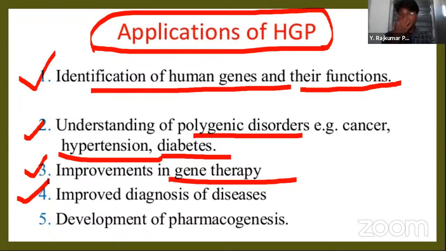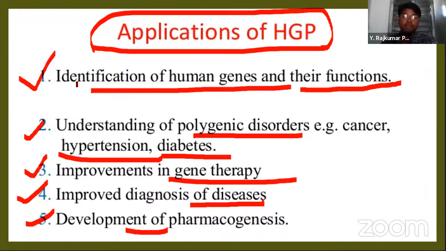Next, improved diagnosis of different disorders and diseases. If we know the symptom of a disease, then we automatically come to know about the defect in the gene. Development of pharmacogenomics is also one of the applications of the Human Genome Project.